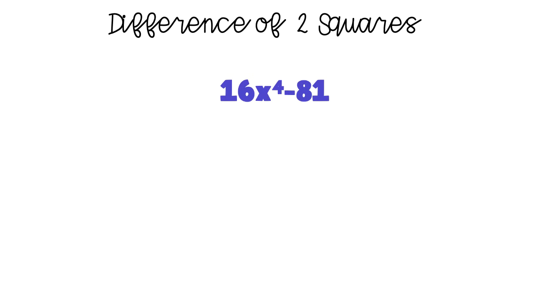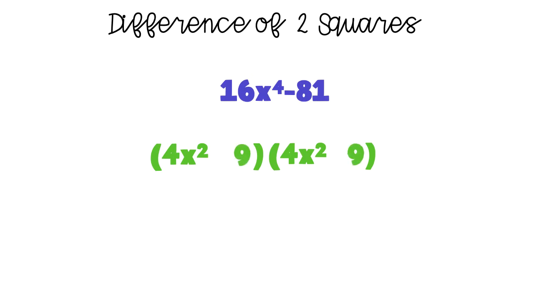I do notice a difference of two squares. I see subtraction and I see two perfect squares. So what does that tell me? To open up two sets of parentheses. Now I can look at the first term, take the square root, and put it in the front. Look at the back term, take the square root, put it in the back. One gets a plus, one gets a minus, every time.